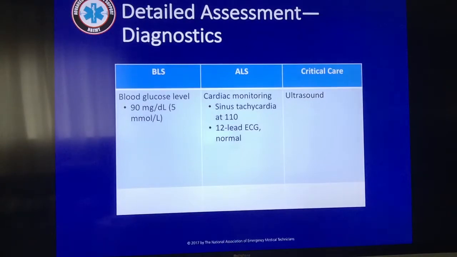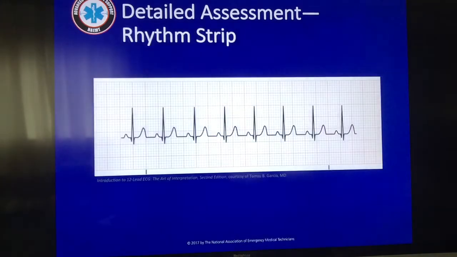Blood glucose is 90. She didn't have any issues with that, just, you know, no medications. Sinus tach, 12 lead is normal. They're looking at doing an ultrasound to find where this embryo has implanted and where the fetus might be developing. Is it intrauterine or is it outside? Okay, isn't a topic.